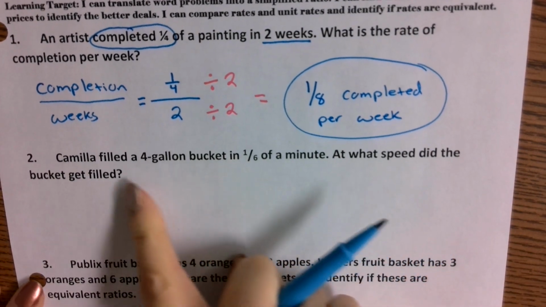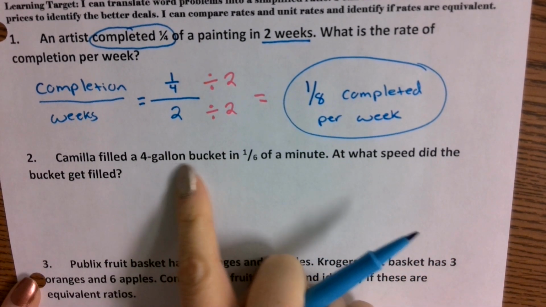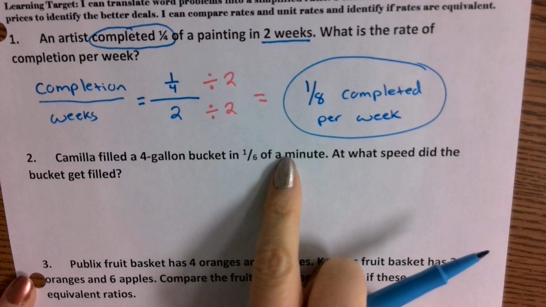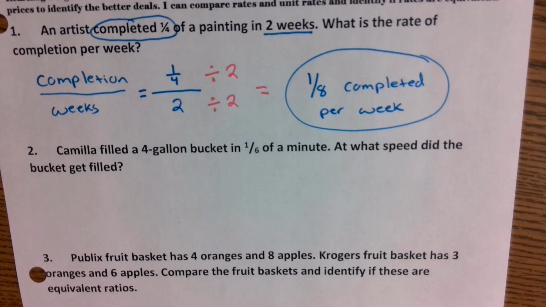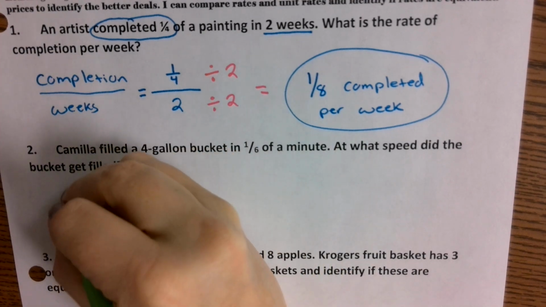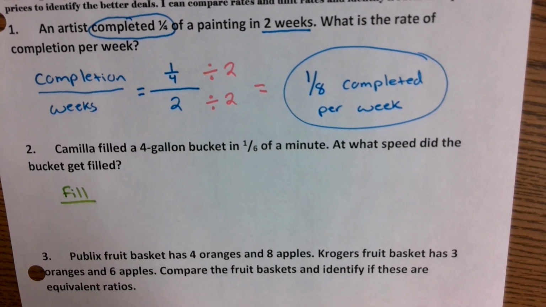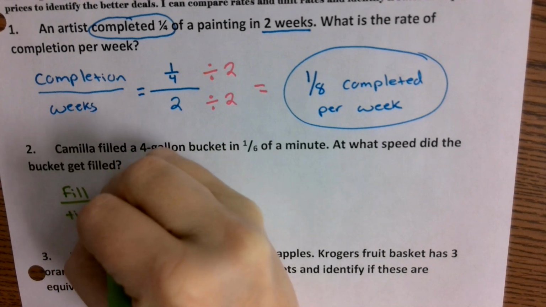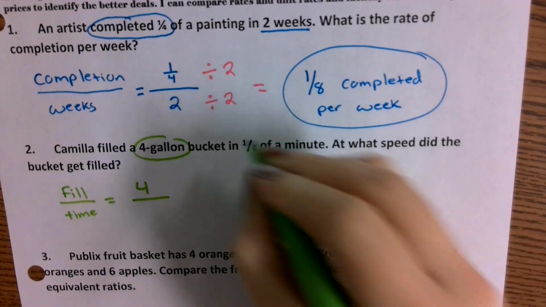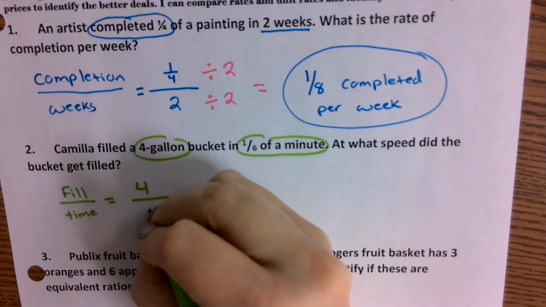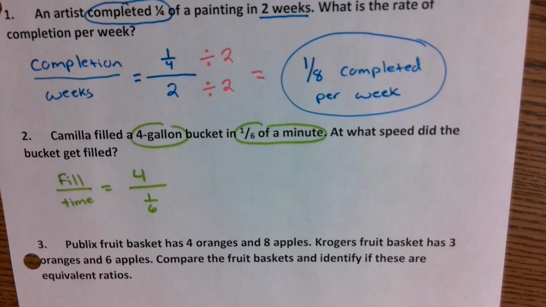For problem 2, Camila filled a 4-gallon bucket in 1/6 of a minute. We want to know what is the speed that the bucket is getting filled at. So remember, speed is a measure, like a distance or a measure over time. It's always a measurement over time. So in this case, it's going to be how much did they fill over the time. So she filled 4 gallons in 1/6 of a minute.